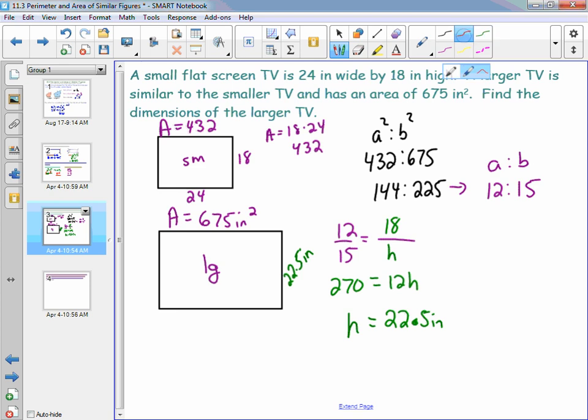And we are going to do the same thing for finding the length. Now, could you do 675 divided by 22.5? By all means, you could do that as well. Could you reduce the 12 to 15? By all means, you could reduce this to be 4 to 5 as well, if you want.